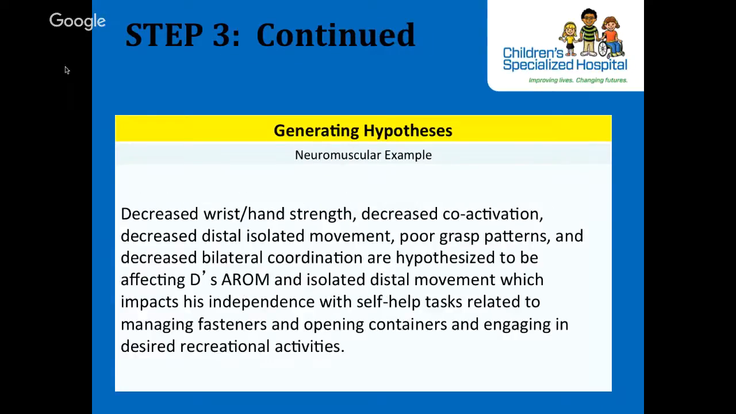So our example for the neuromuscular, D's proximal factors hypothesized to impact participation are decreased strength, decreased coactivation, decreased distal isolated movement, poor grasp patterns, and decreased bilateral coordination.